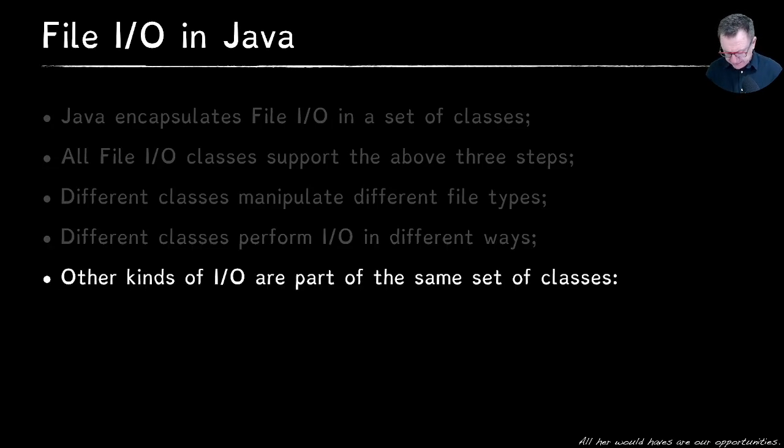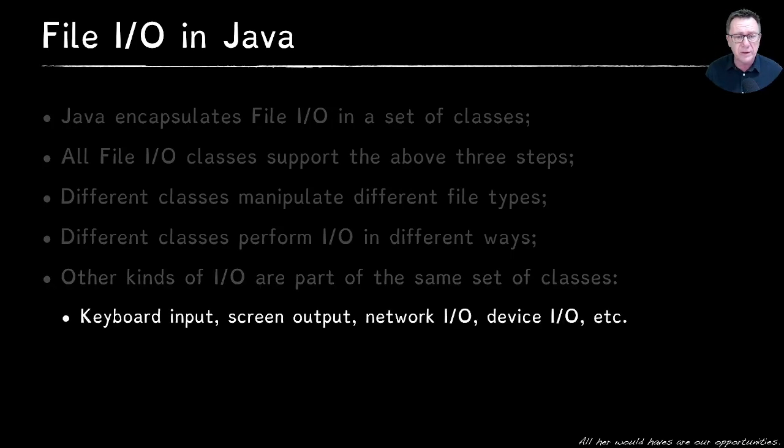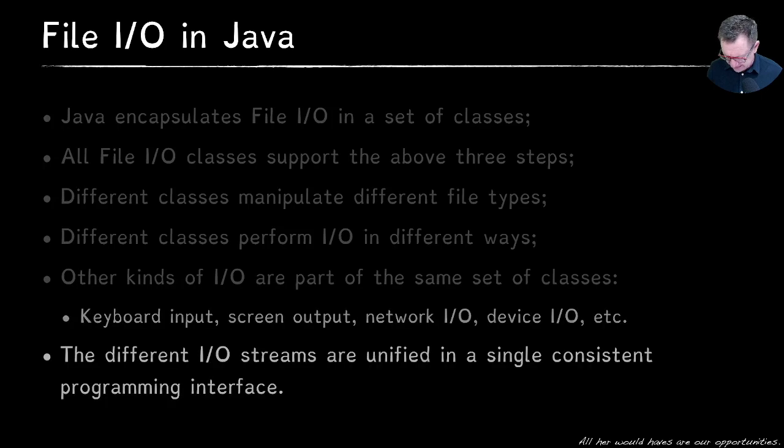Okay, so what you'll often find is there are lots of classes within that same set of classes. That's all, nothing drastic. We've got keyboard input, screen output, network I/O, device I/O, all these kinds of things. We've got classes that we can use for it. And what happens is these different streams often are unified into a single consistent programming interface to make it easy to work with.